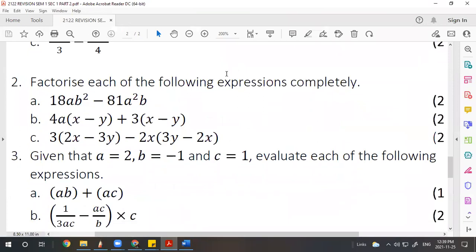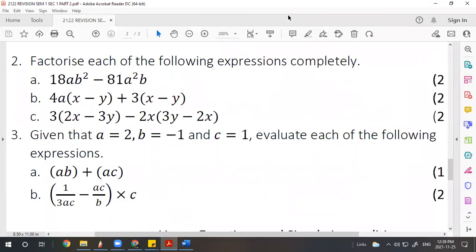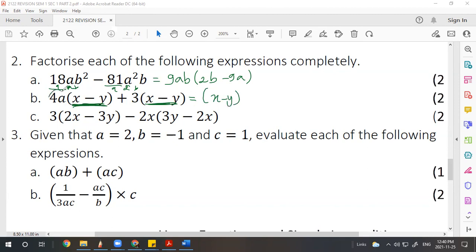Next, factorize. Factorization. Kita lihat numbers dulu. Focus on the number. 18 and 81. 9. What else? Okay, A and A square. A, find the smallest. A. Terus B square and B. B. Sisanya berapa? Ini berarti bagi sama 9AB kan, 9AB. Jadi 2B aja, right? Ini divide by 9AB. Jadi minus 9A aja. Okay, that's it. Done. Udah, factorize-nya selesai. Ini juga sama. X minus Y. Lu keluarin X minus Y-nya. Sisanya 4A plus 3.